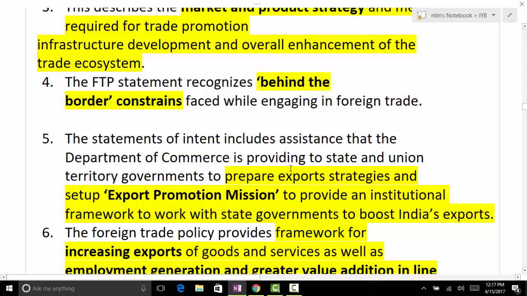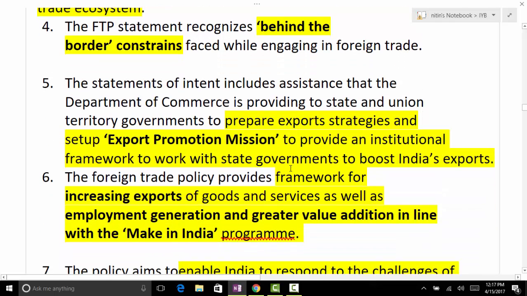It recognizes the behind the border constraints. So constraints leading to delays in customs clearance and various administrative impediments that basically increase the cost of doing business. When you put more and more time and effort into the clearances, it is a kind of cost only. So that's why ease of doing business has been a component in this foreign trade policy as well. Once you bring ease of doing business, you are cutting down the cost of doing business.